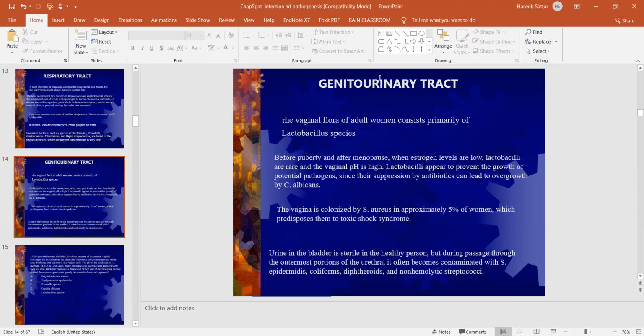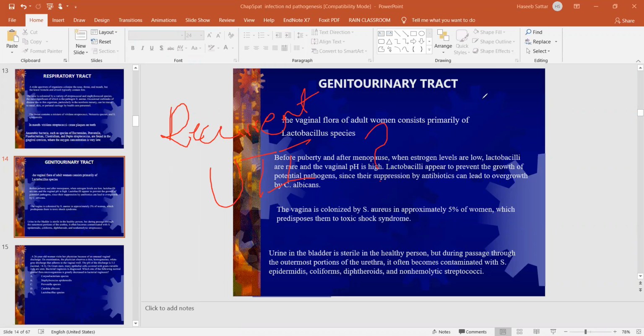The next we have the genitourinary tract. When we discuss first about the females, remember, females are very prone to having recurrent UTI. Can you tell me the reason? Can anybody tell me why there is more prevalence of recurrent urinary tract infections in females as compared to males?